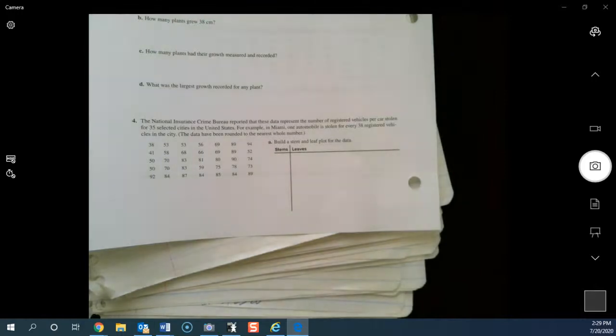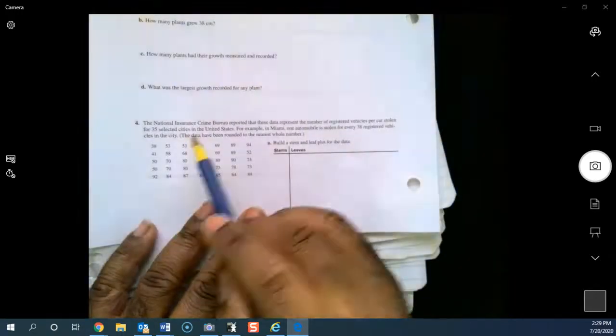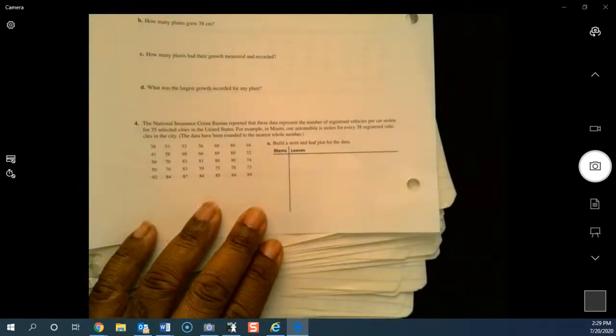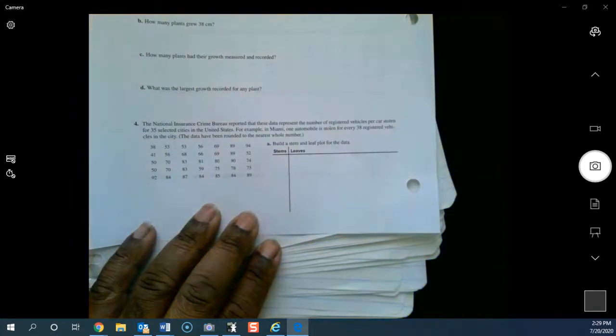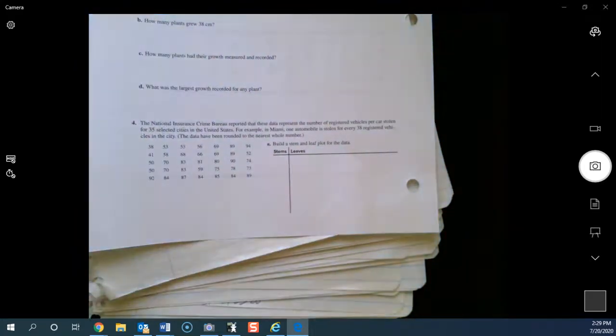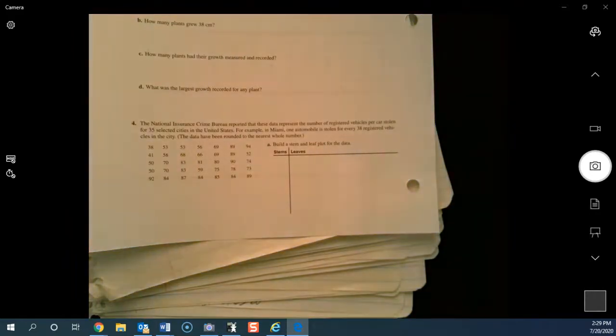All right. So number 4, it says the National Insurance Crime Bureau reported that these data represent the number of registered vehicles per car stolen for 35 selected cities in the United States. For example, in Miami, one automobile is stolen for every 38 registered vehicles in the city. The data have been rounded to the nearest whole number.